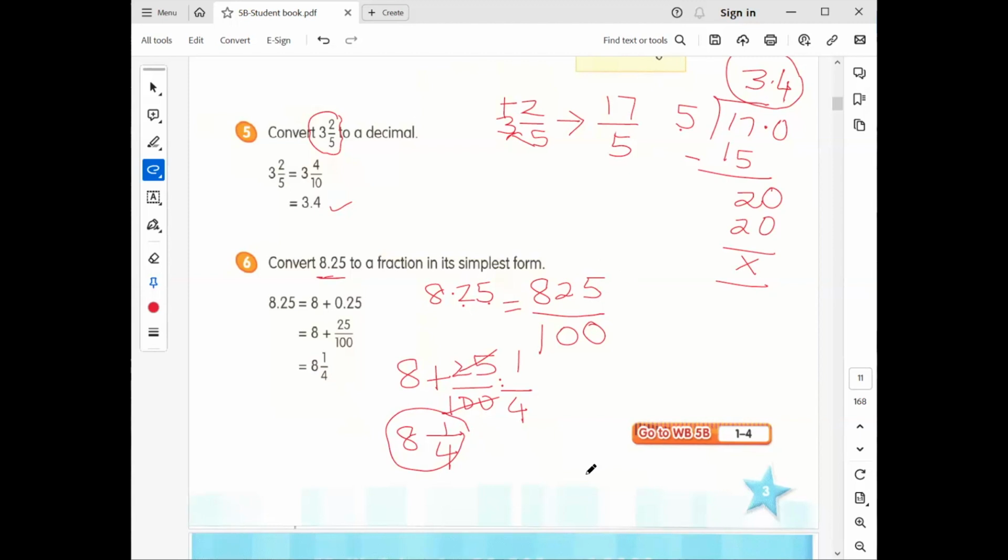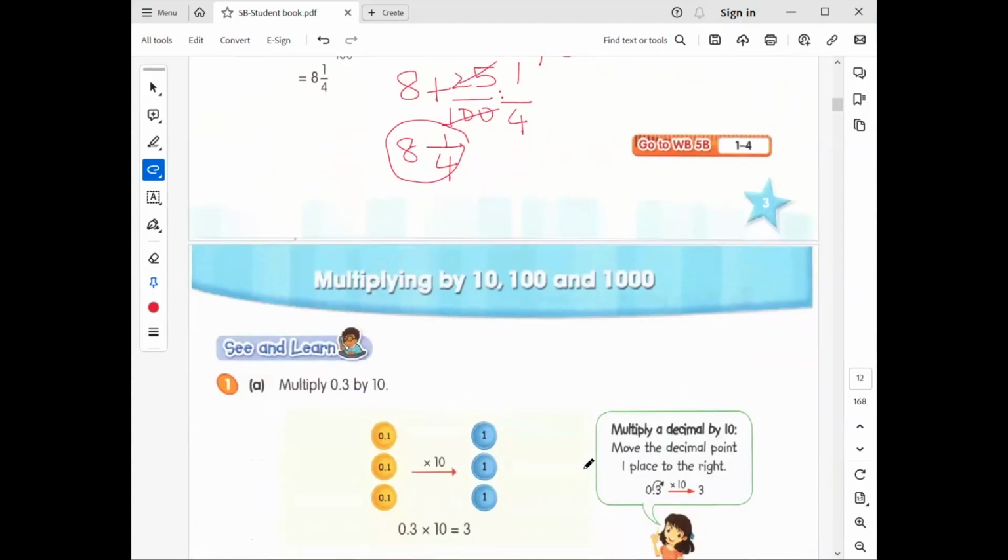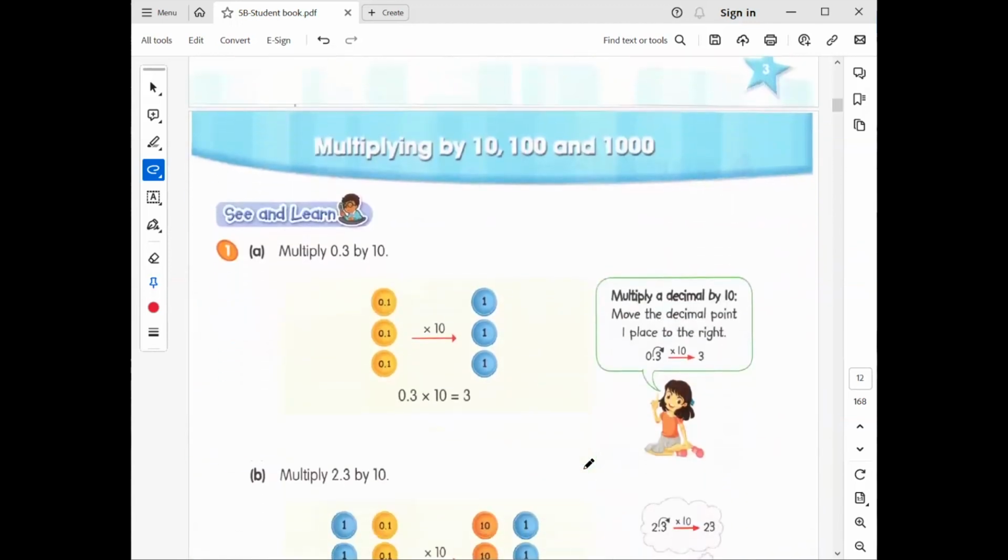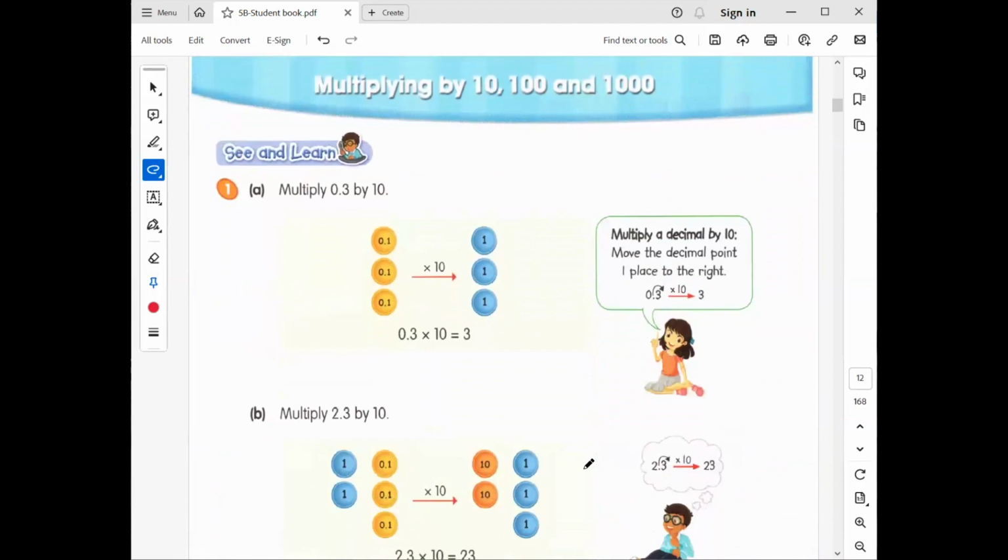Good job? Good? Okay. Let's move to the next one. Now, we are going to be multiplying by 10, 100, or 1000.